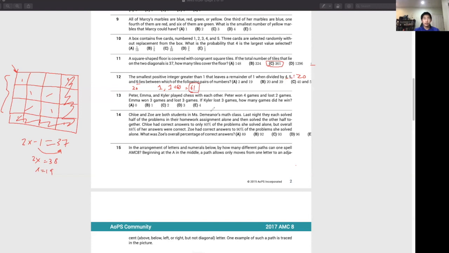Next, problem 13. We have that Peter, Emma, and Kyler played a chess game with each other. Peter won 4 games, lost 2 games. Emma won 3 games and lost 3 games. If Kyler lost 3 games, how many games did he win?